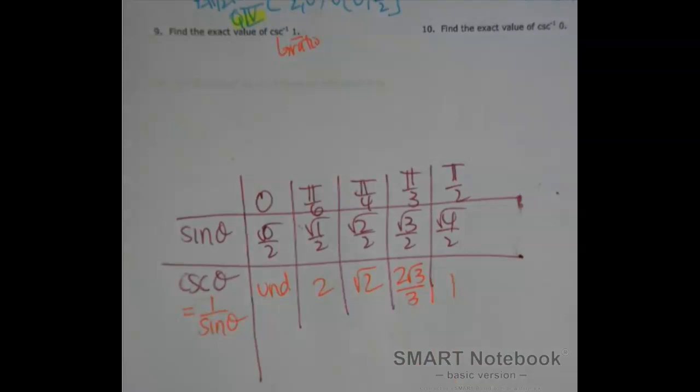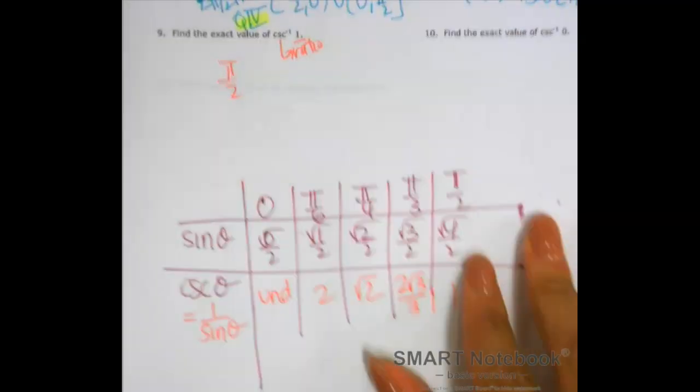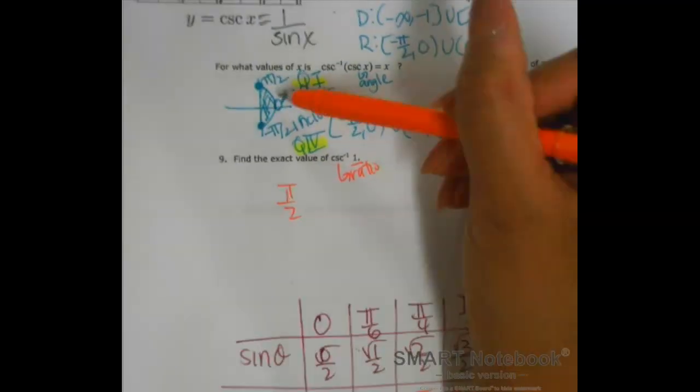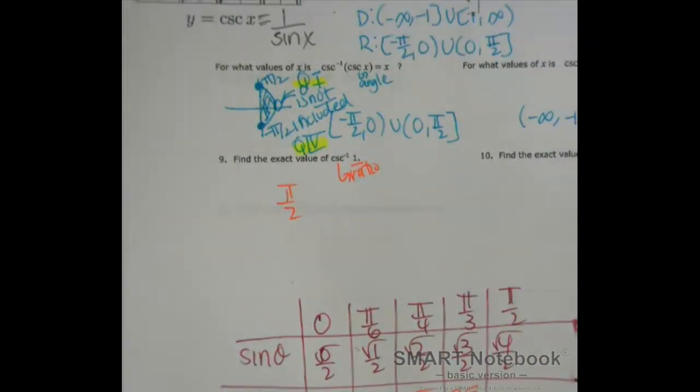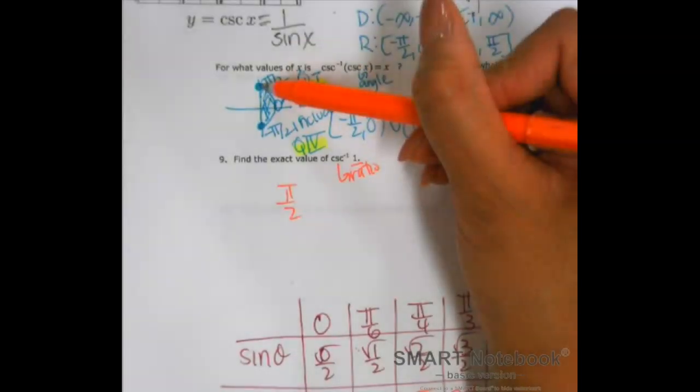Where is cosecant going to give you a 1? That is pi over 2. At pi over 2, double check the graph that I made up here. It's a little small, but double check this graph. Is pi over 2 in your range that you can use? Yes. Yes, it's right on that line, so you can definitely use it.